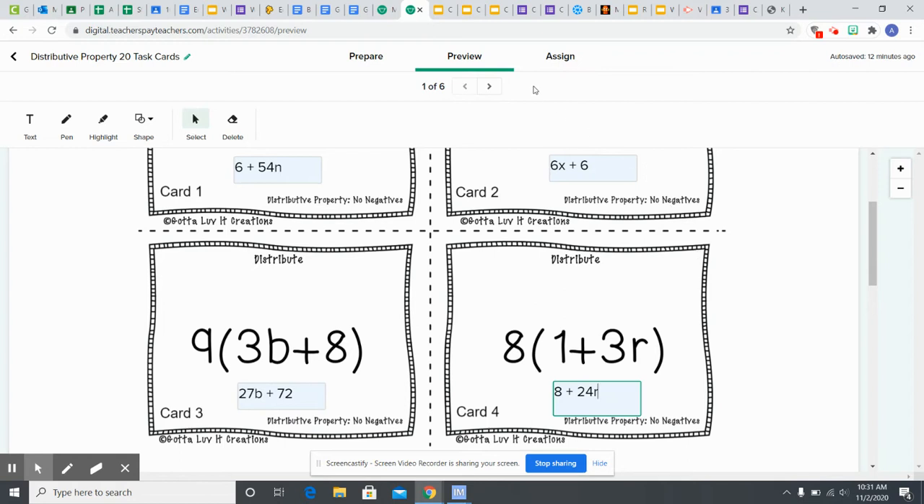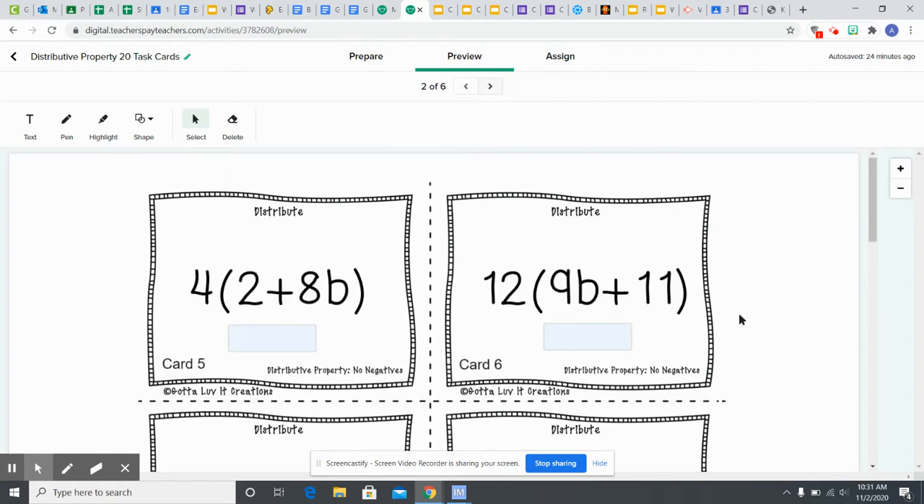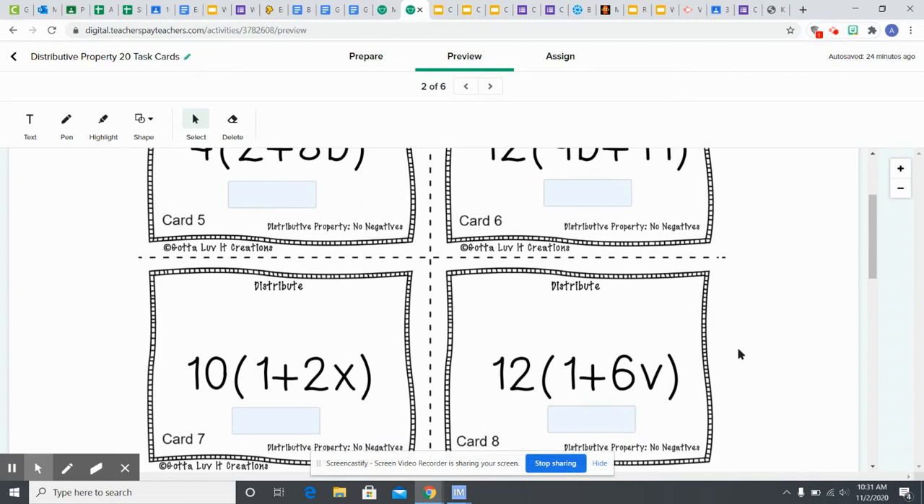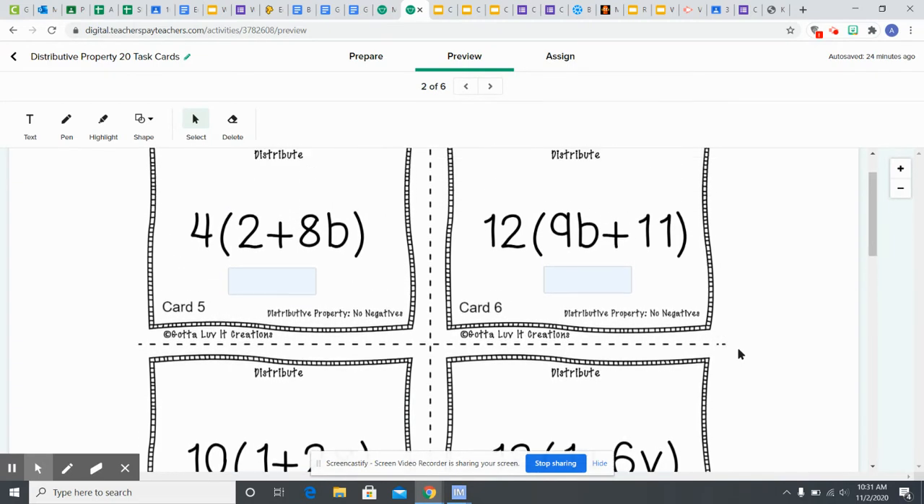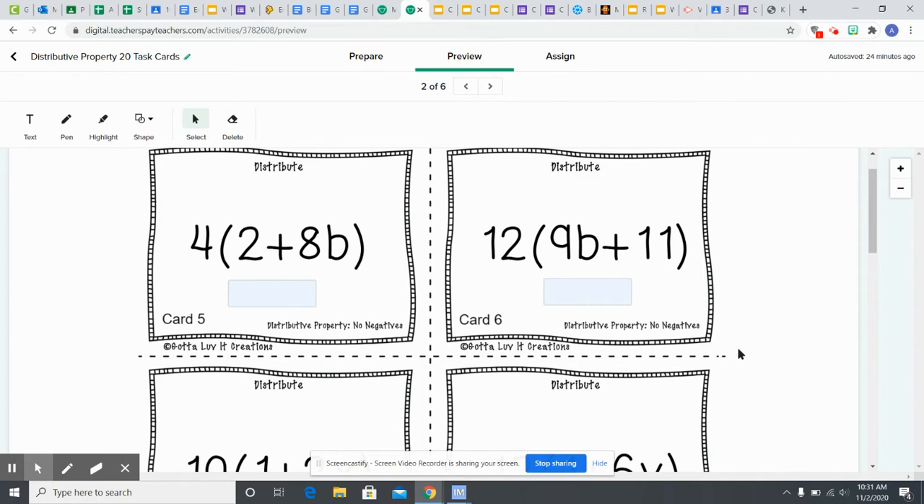All right, so there's that page. We already did that together, so let's go on to the next. Got cards 5 through 8. Now remember, I'm only going to do the first 10 with you all, okay? First 10 cards. And then you all are going to do the rest on your own, which is only 10 more. Okay, next we've got 4 parentheses 2 plus 8b.